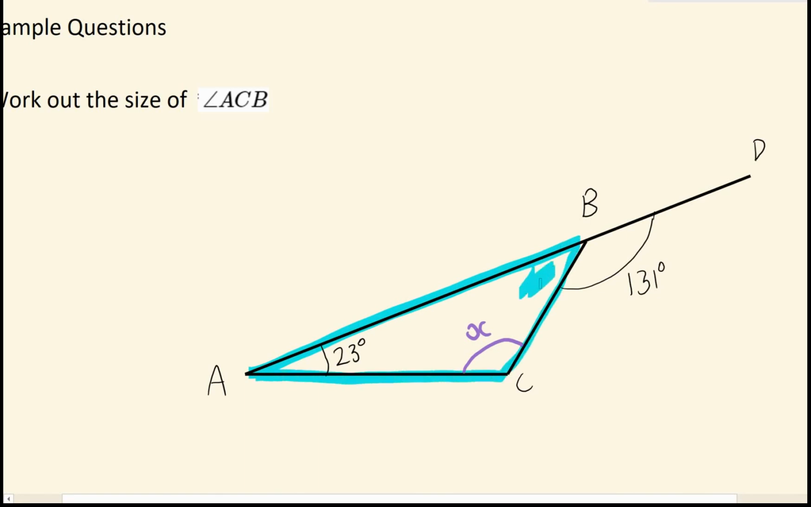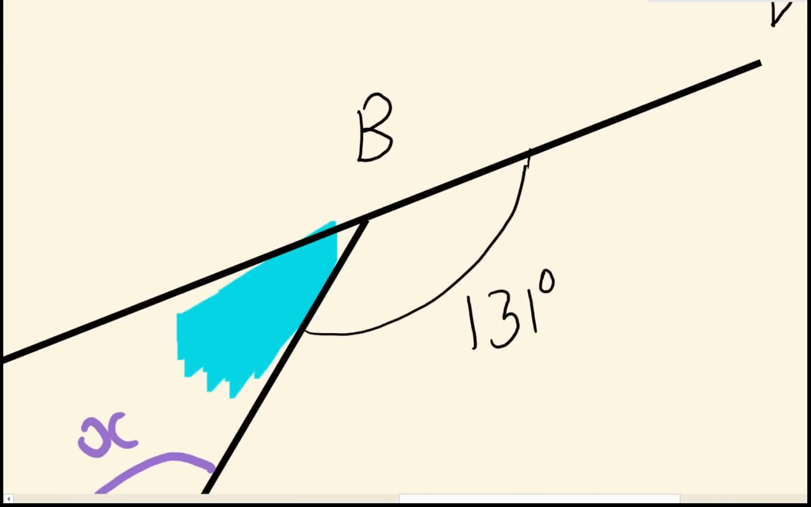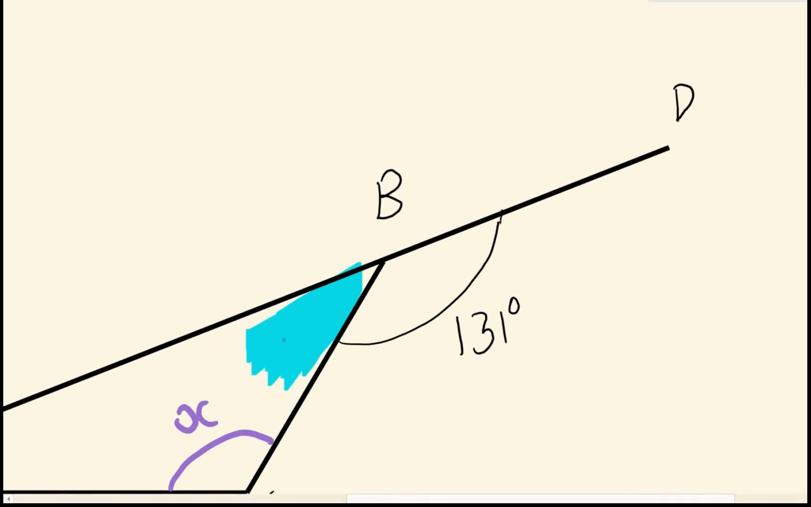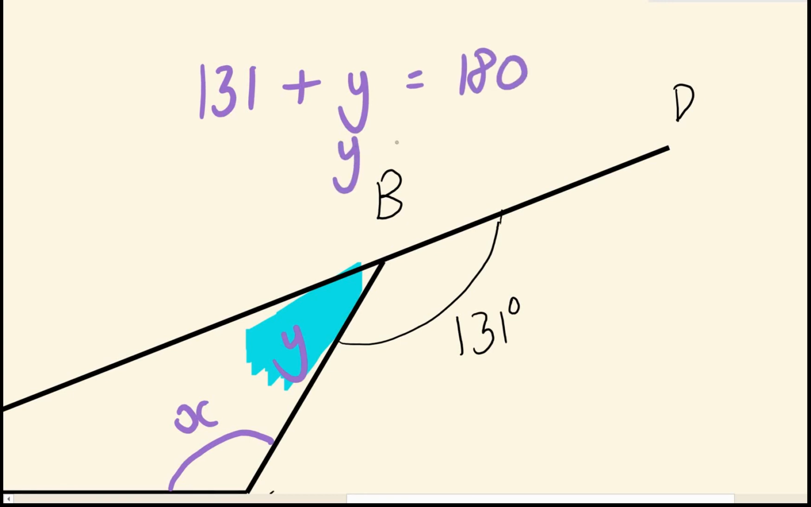However, we are currently missing this angle here. So what we need to do if we can do anything is we have to work out this missing angle first before we can find out the missing angle x. To do that, if we zoom in, we can notice we've got two angles on a straight line. So if I just call this angle y for the time being, I know if I add 131 plus y, that must equal 180. So to work out y, I'm going to do 180 take away 131. And that gives me that y is 49 degrees.